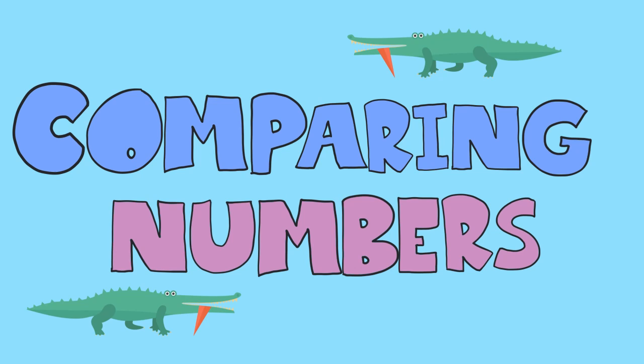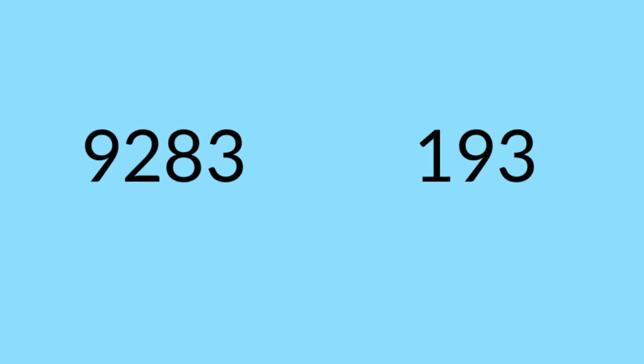Hi, boys and girls. Today we're learning about comparing numbers all the way up to 4 digits. When we compare numbers, we have to first look at how many digits a number has. Let's look over here at this first number. This first number has 1, 2, 3, 4 digits.